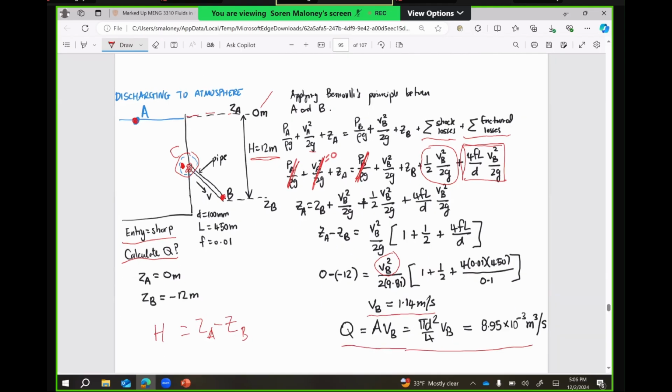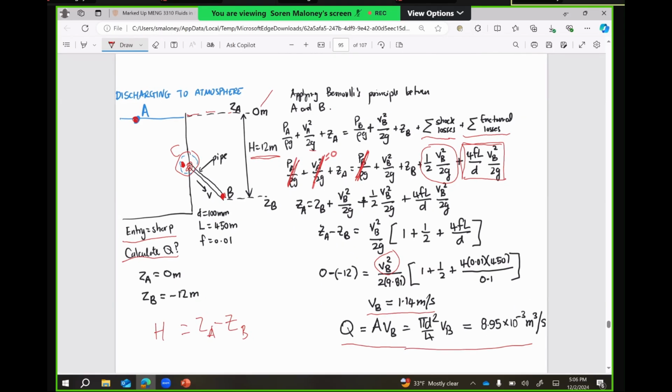So anything, so B would be below that datum. So your ZB would be minus 12, because it's below 0. Yes. So if we had chosen B as the datum, then Z would be 12. Yes. So if we had said ZB was 0, in this case, your ZA would be 12 meters.